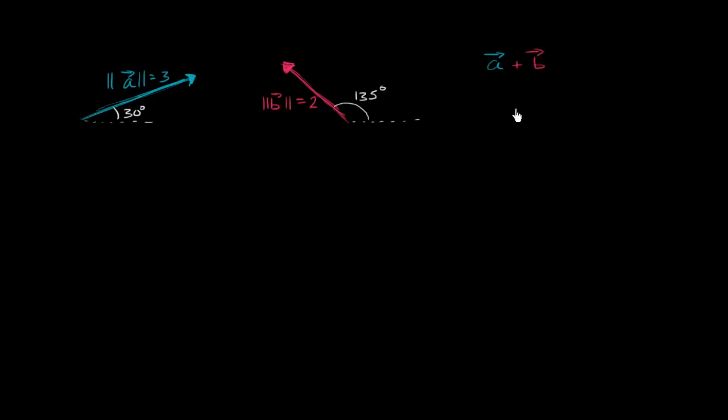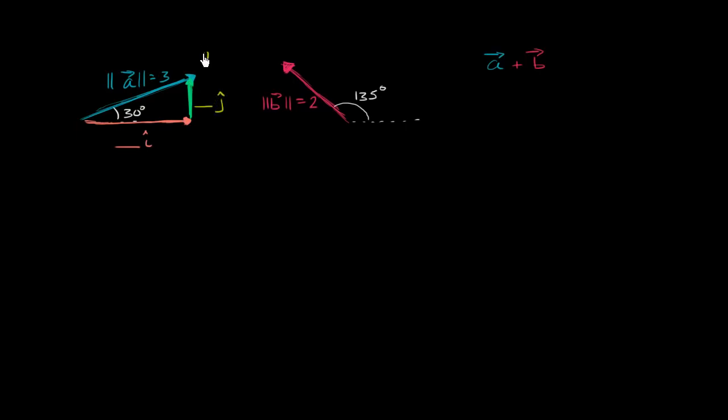Well, to think about this, I'm going to decompose each of these vectors into their horizontal and their vertical components. So for example, vector A could be viewed as the sum of this horizontal pointing vector plus this vertical pointing vector. This horizontal vector is going to be a scaled up version of the unit vector i, so it's going to be something times i. And this vector right over here is going to be something times the unit vector in the vertical direction.